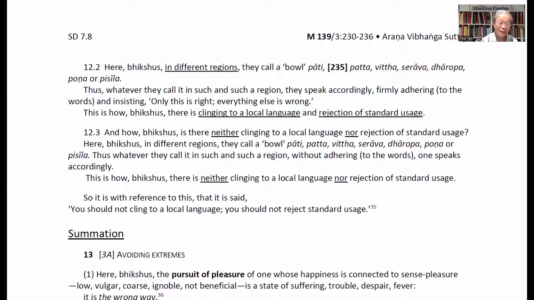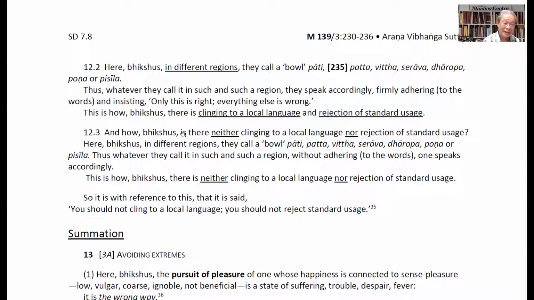So here the Buddha is saying if you go to different parts of India, they will use these words to mean bowl. Thus, whatever they call it in such and such a region, they speak accordingly, firmly adhering to the words and insisting only this is right, everything else is wrong. This is how bhikshus is clinging to local language and rejection of standard usage. So, in other words, you should not get caught up with merely speaking local language. You should know what the standard words are so that everyone can understand.